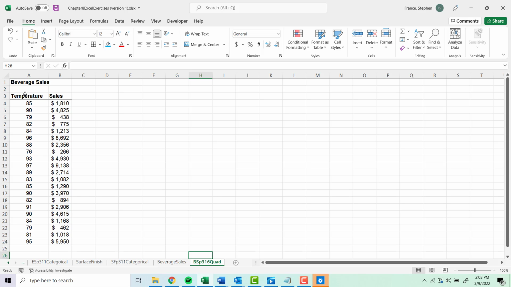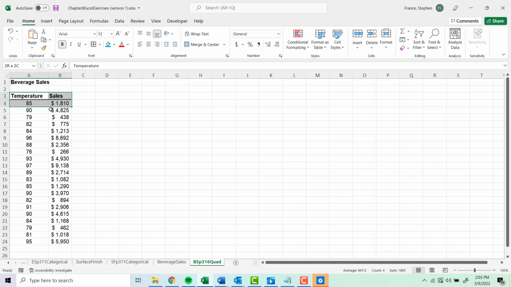So imagine that we have a beverage company and we tend to sell more of our product in hot weather. And we want to know if the relationship between temperature and sales is going to be linear or quadratic. We could use the trend tool, but we could just check it out on our own.